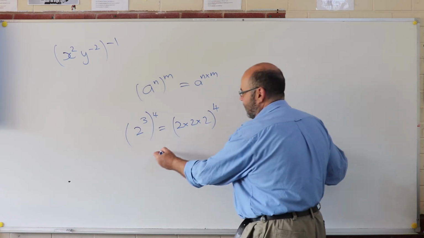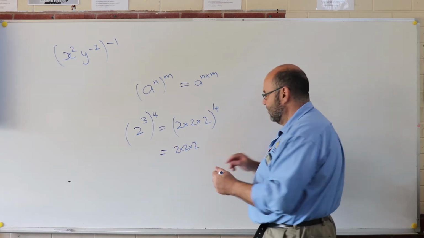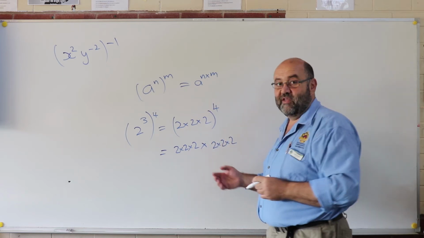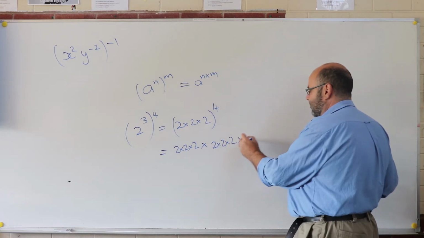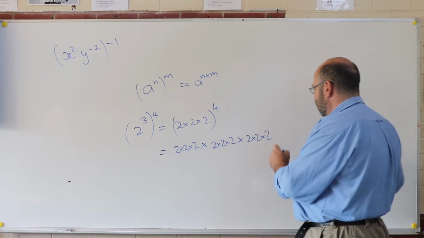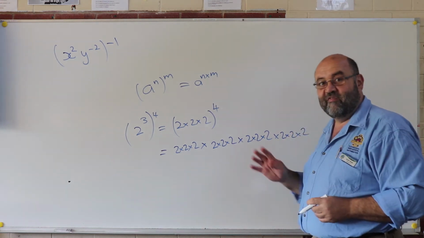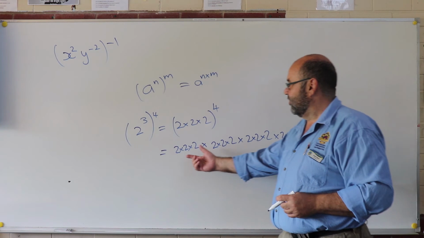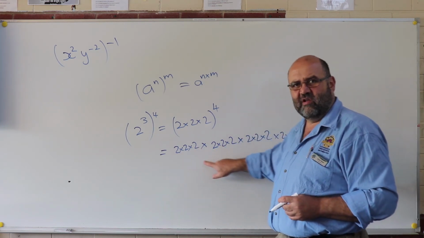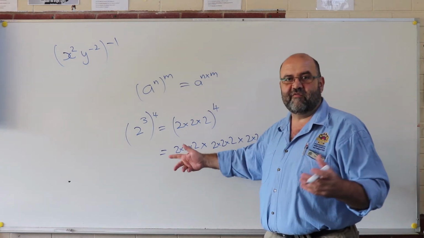So it's going to be 2 times 2 times 2, that's one of them, times 2 times 2 times 2, that's two of them, times 2 times 2 times 2, that's three of them, times 2 times 2 times 2, that's four of them. So that's 2 times 2 times 2 to the power of 4. Well, how many twos have I got along here? Well, you can go through and count them, and you're going to find there's 12.